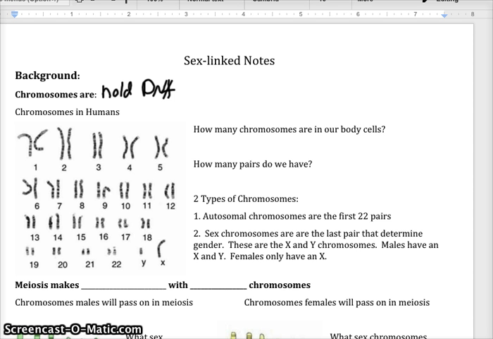And the first thing we're going to look at is mutations with chromosomes. So how many chromosomes in our body? Remember, there's 23 pairs or 46 total chromosomes. If you count all these up, 1, 2, and you go all the way across, you count 46. Autosomal chromosomes are all the ones from 1 to 22, and the sex chromosomes are the X and the Y. The ones we're going to concentrate on a lot in this section are the sex chromosomes.